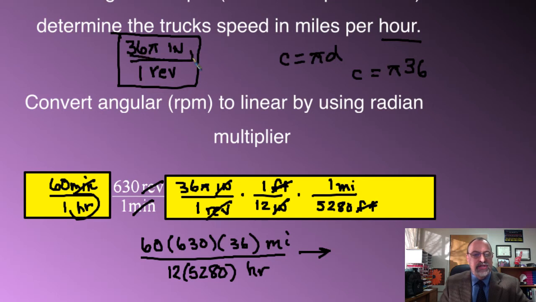Now this will change every problem. Why will this change every problem? Well, because the circumference is going to change in each problem. So while it's still 1 revolution, the distance that's traveled in that 1 revolution is going to change when the diameter or the radius of the circular object changes.